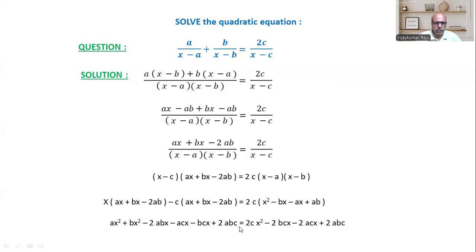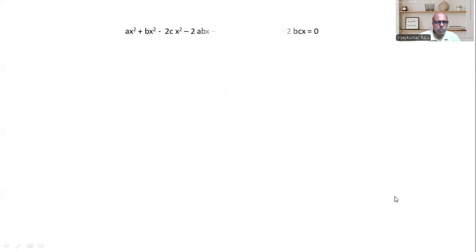Now if you see here, this is the equal to sign. This is 2abc and here also 2abc. Suppose we take this term to this side because it is negative, it will cancel. So we can directly cancel these two terms. So these two terms are gone. Now the remaining things we will write once again.